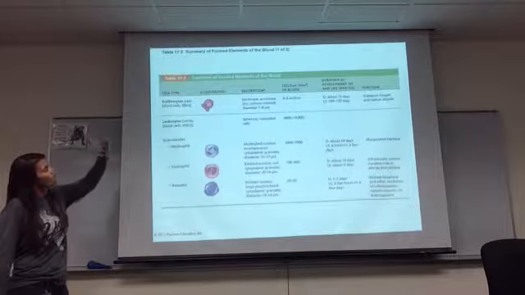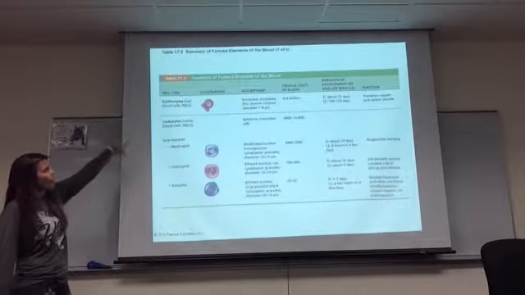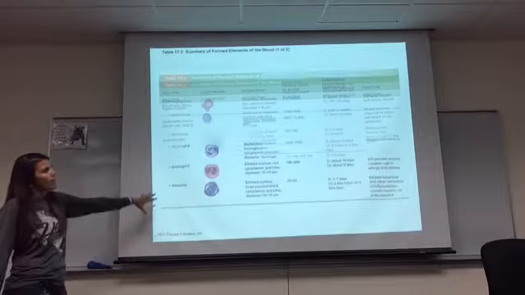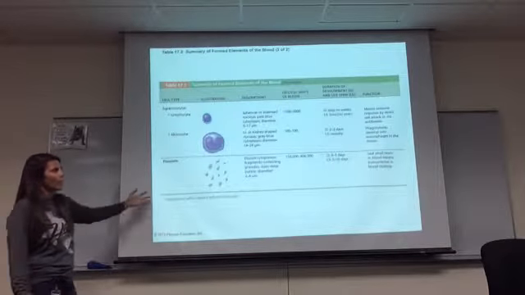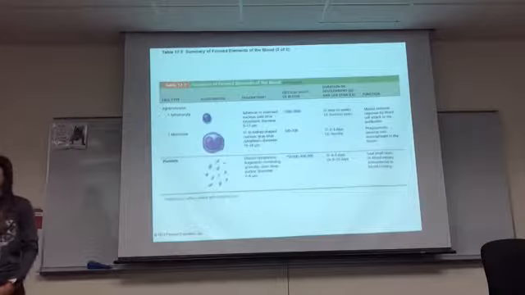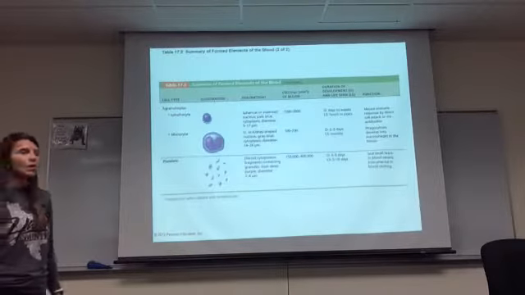Okay, here is all the formed elements. So we have the erythrocytes, the 5 types of leukocytes, and then the platelets, and it gives you distinguishing characteristics and statistics on each one.